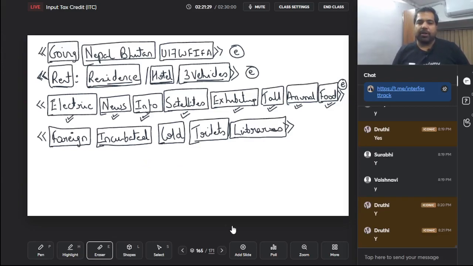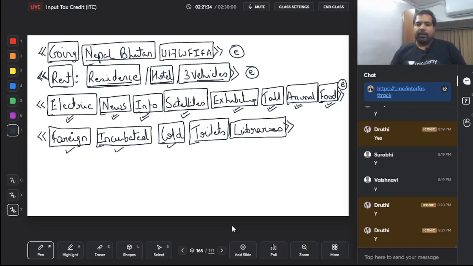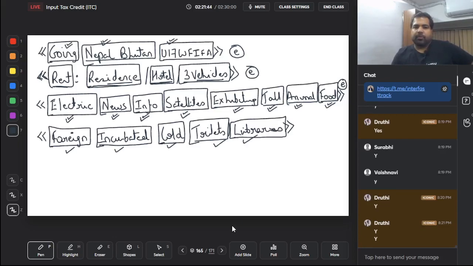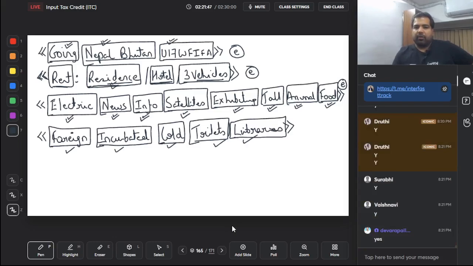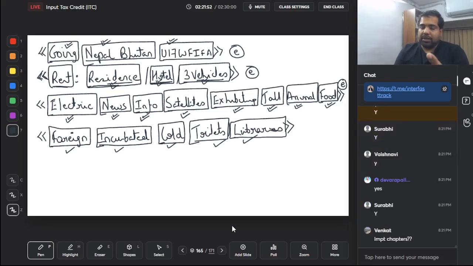So many of them covered in just 20 minutes, guys, not even 20 minutes. Let's quickly recap and then let's end the session today. Guys, going concern, is it exempt? Cargo to Nepal and Bhutan, under 17 win FIFA. Renting of residence, renting of hotel up to 1000, renting of vehicles to goods transport agency, to state transport undertaking, to local authority. Not today, important chapters, I'll tell you tomorrow. Guys, once we finish all of it, I'll tell you which are the important sections, important chapters. We'll try and predict the paper tomorrow and we'll do that.